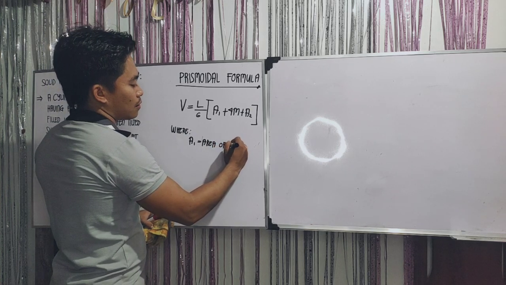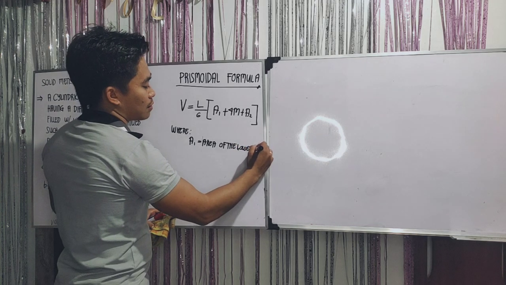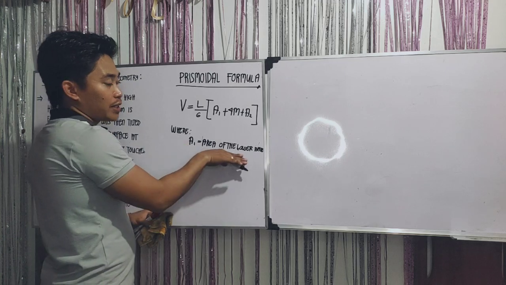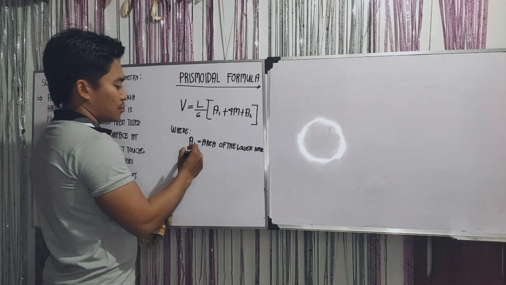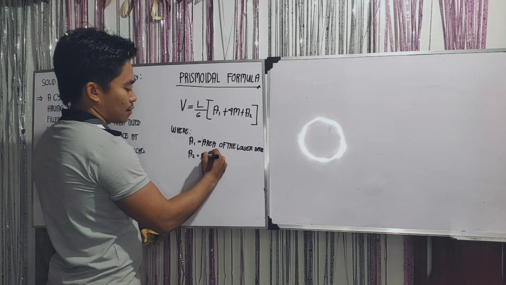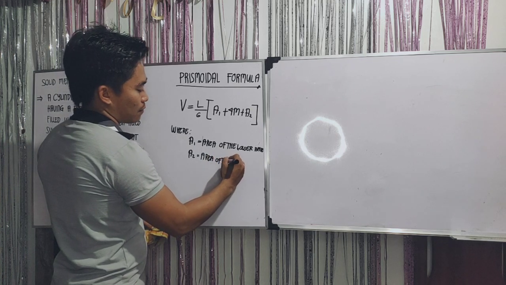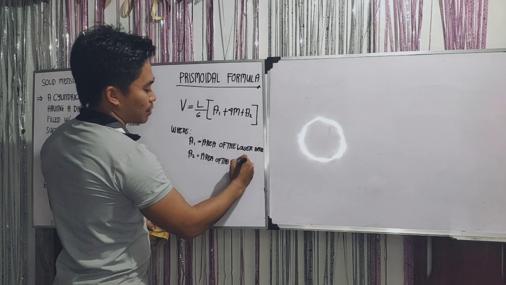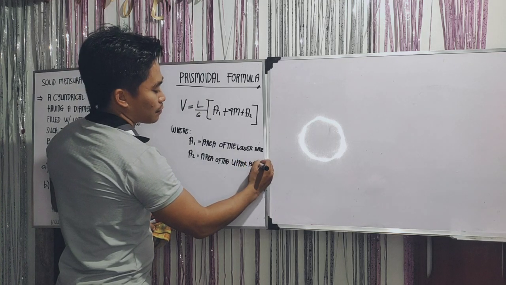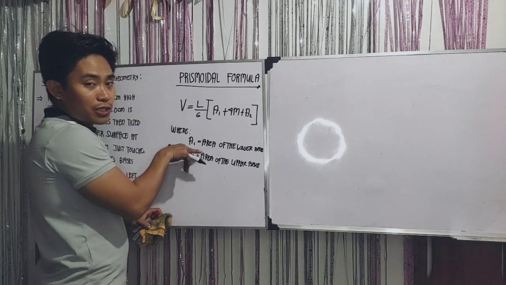the lower base. This is the area of the lower base for a solid. Of course, A2 is also the area of the upper base, where A1 and A2 are opposite with each other.